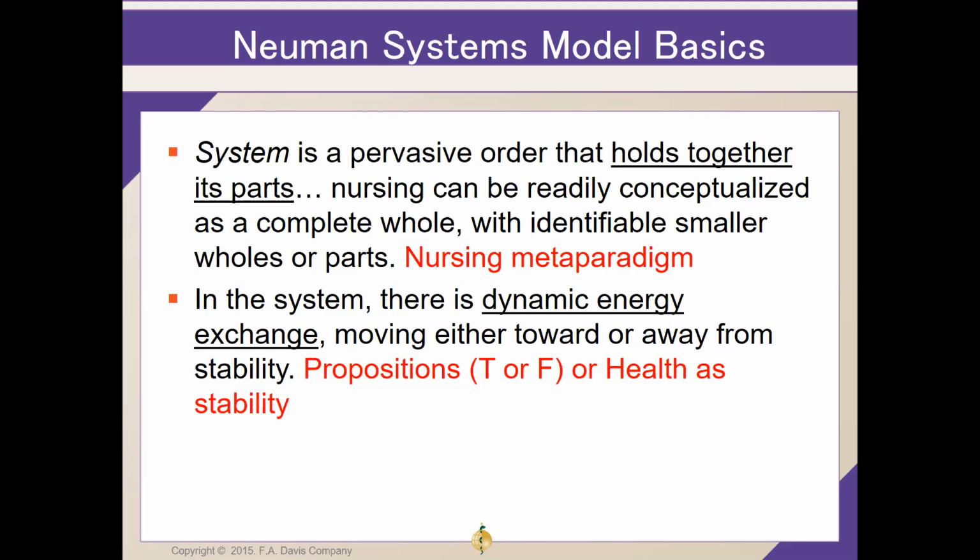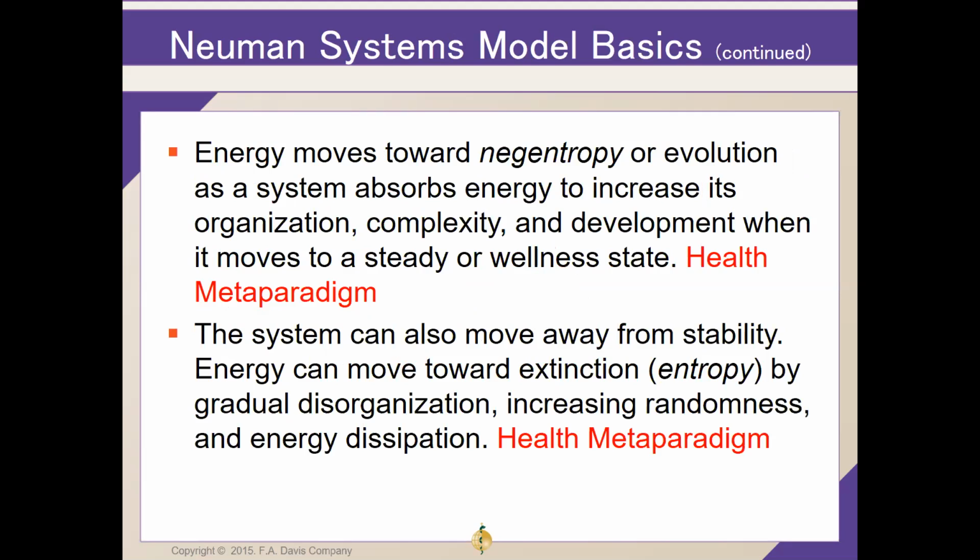This is a very important part of her theory, which makes sense because in the 1970s, there was a strong interest in physics and a lot of discussion about negentropy and entropy in the science world. And so this influenced her thinking of health as energy stability. Energy moves towards evolution, which is called negentropy, as a system absorbs energy and increases its organization, complexity, and development. And that leads to a steadier wellness state. That is her definition of health.